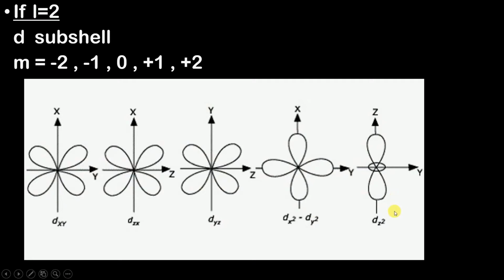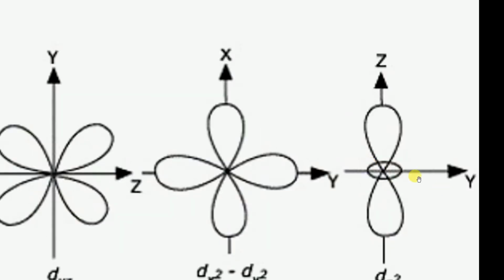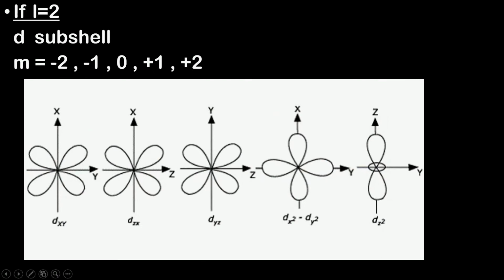Okay, the 5th orbital in d subshell is your dz square. Here this is a little bit different from the other 4 orbitals. Therefore it is named as dz square because it is only in the z axis and it has a donut shaped ring over here. Okay, so this is just an exceptional case when it comes to your d subshell. So d subshell has 5 orbitals. I hope you have understood that.